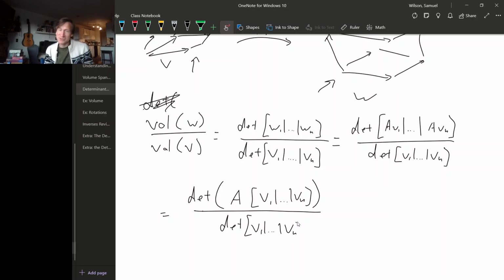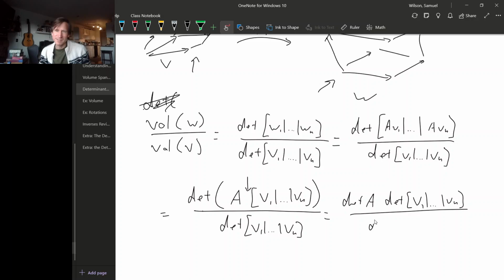But now in the numerator, we have the determinant of a matrix product right here, and we know that the determinant of a product is the product of the determinants. So this is the determinant of A times the determinant of the matrix built out of the V's. And the denominator is the determinant of the matrix built out of the V's. But look, now this one cancels. And we're just left with the determinant of A. So what we found is the ratio of these two volumes is just the determinant of A.